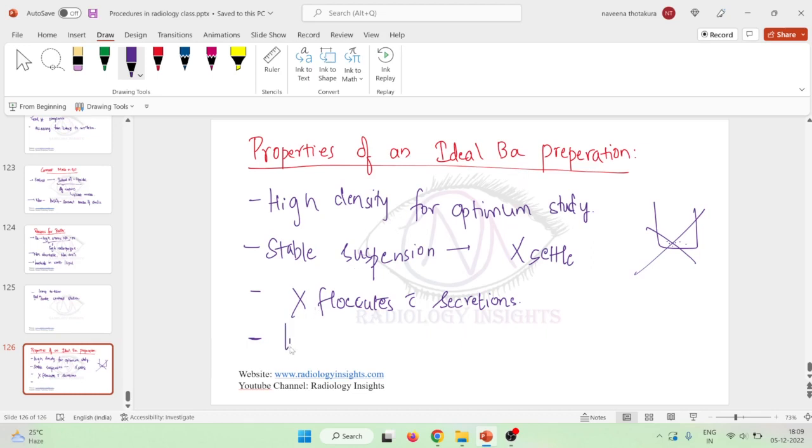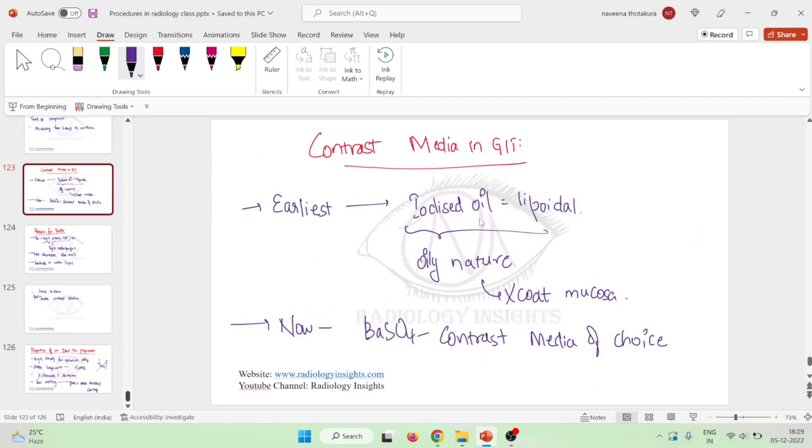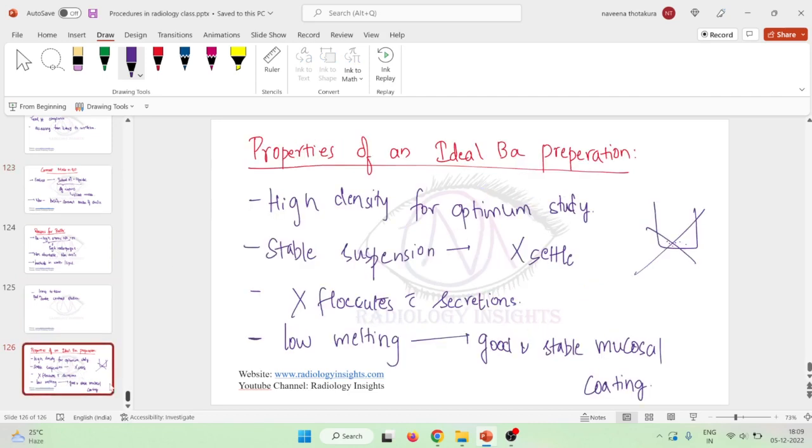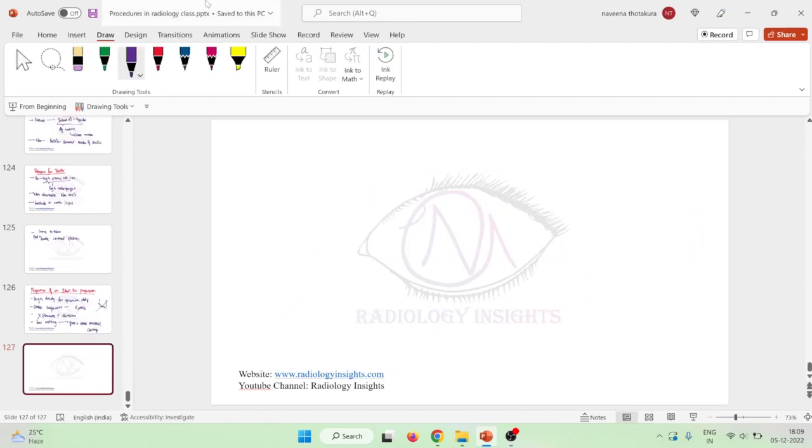Then this barium has a low melting point. Because of this, it is good and stable for mucosal coating, so it will give a good and stable mucosal coating. If you remember, the earliest type of contrast used is iodized oil. It does not coat mucosa. Whereas barium, because of its lower melting point, coats the mucosa. And that is one reason why barium sulfate is the ideal contrast agent of choice in the present day.